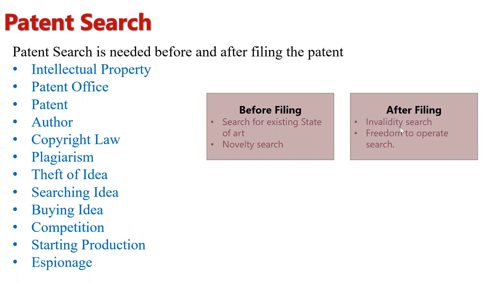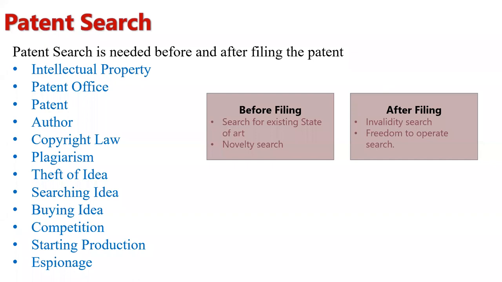One is called invalidity search. What is this invalidity search? This search happens after a patent has been issued, and it aims to locate documents that challenge the validity of a patent, using research beyond the original patentability search. So it is done by another party trying to invalidate the patent.